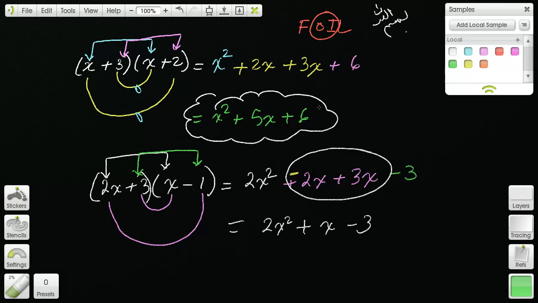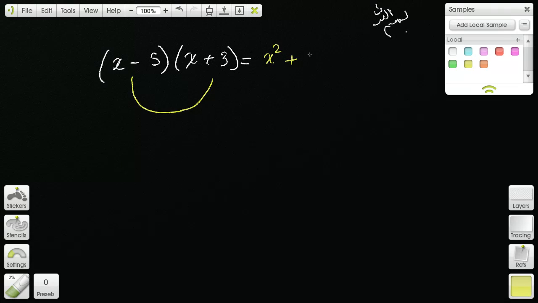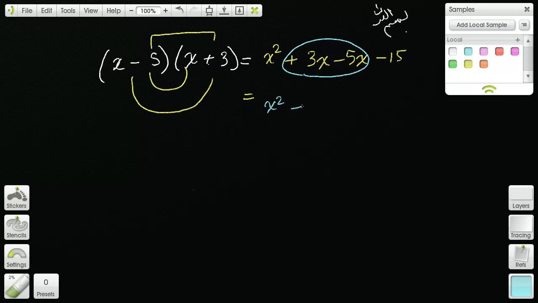Okay? Let's do a couple more. So how about this one? X minus 5 and x plus 3. Okay? So first, x squared. Outer, 3x. Inner, minus 5x. And then last, minus 15. And combining these like terms, I get x squared minus 2x minus 15.